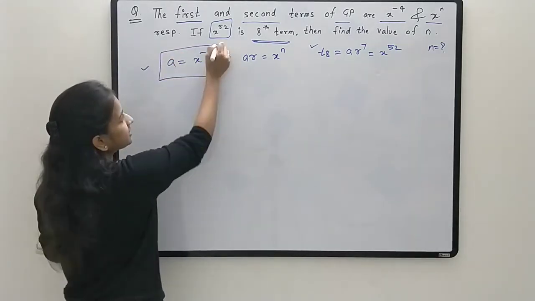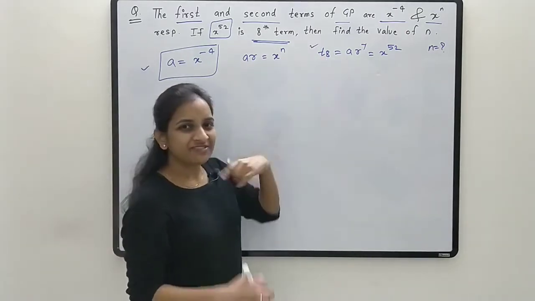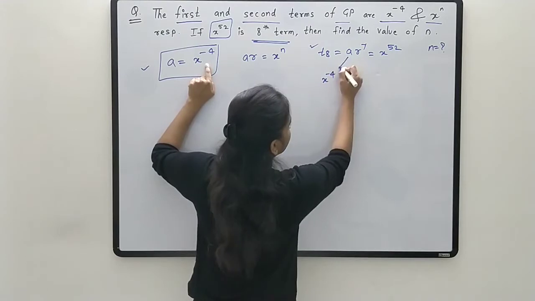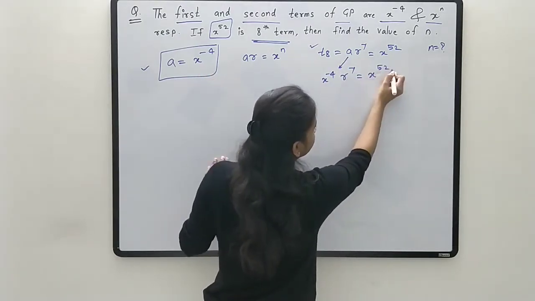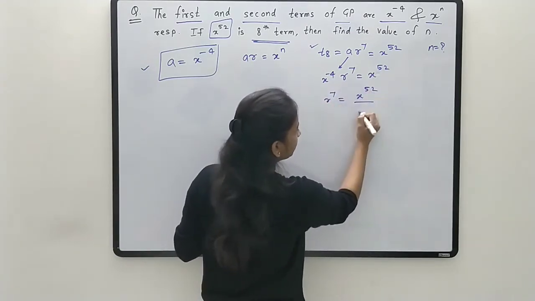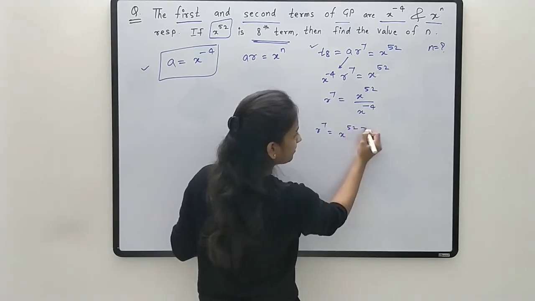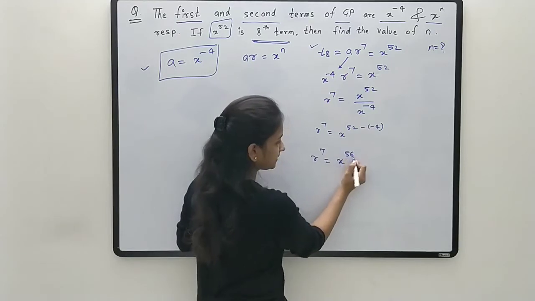Here, first term is given. Now let's substitute a in this equation and find r value. See, a is x power minus 4. Okay, we have substituted this. R power 7 is equals to x raised to 52. So r power 7 is equals to x raised to 52 divided by x power minus 4. So r power 7 is x raised to 52 minus of minus 4. Right? So r power 7 is x power 56.